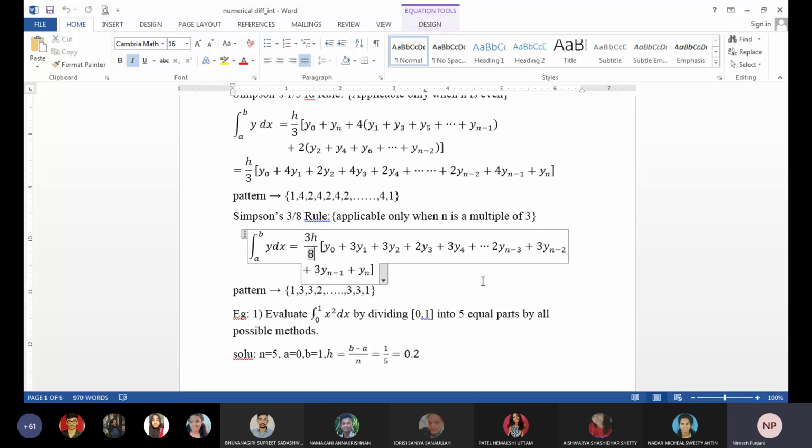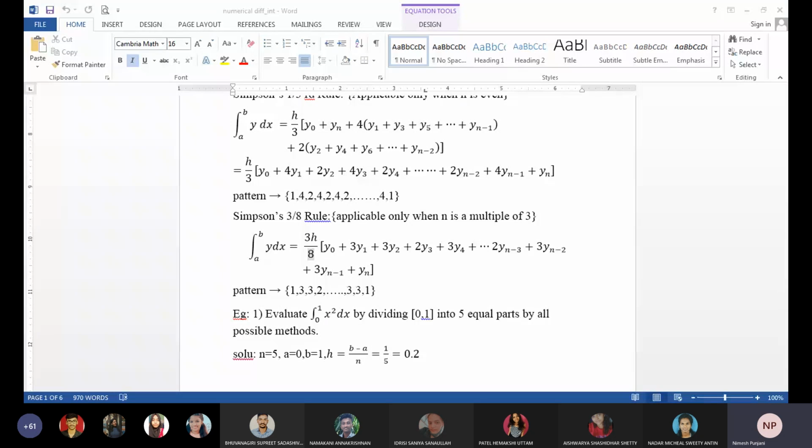So if your interval is divided into n parts, how many points will you get? 4. In general, I am talking. If the interval is divided into n parts, how many points you will be getting? n minus 1? n plus 1. If the interval is divided into n parts, you will be getting n plus 1 number of points.